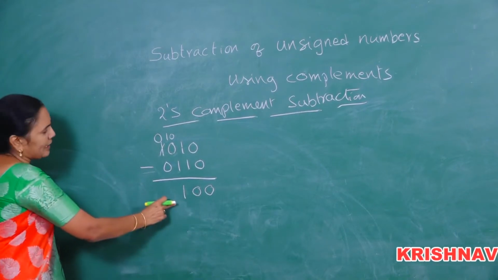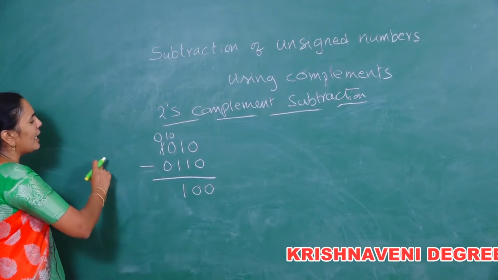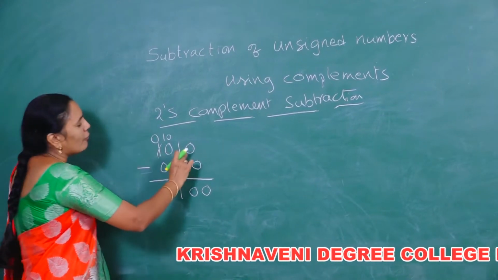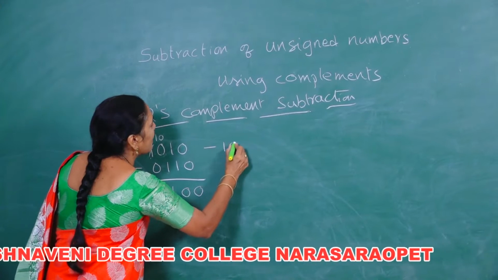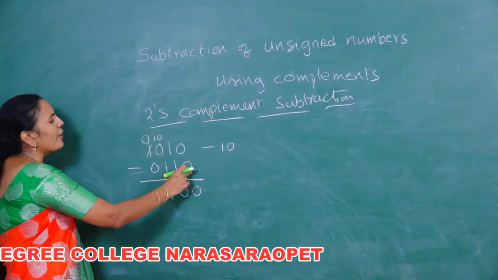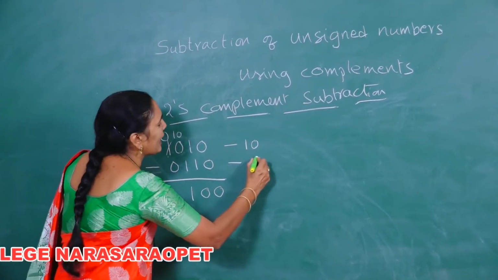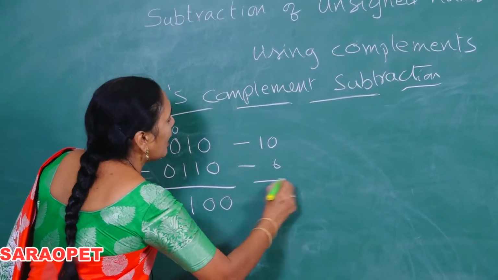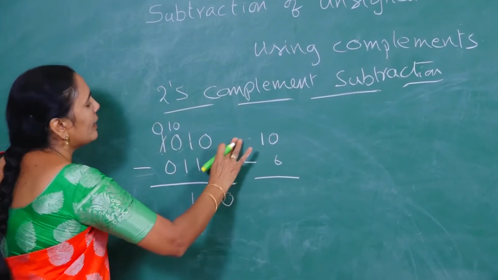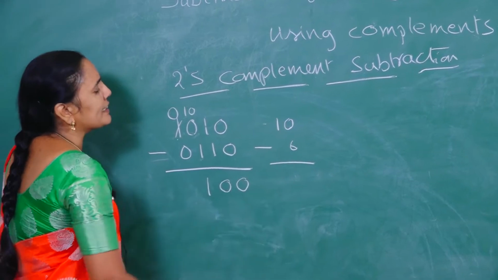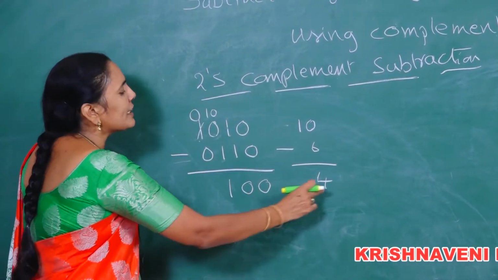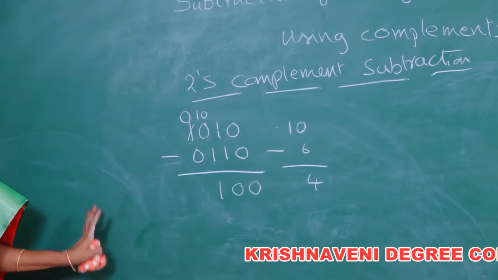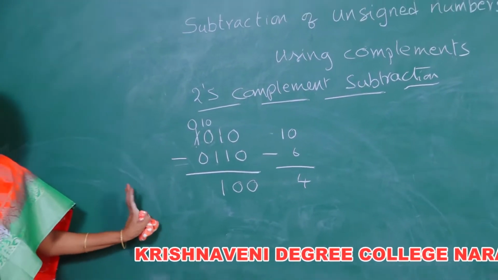So, in order to check whether the answer is correct or not, 1010 in the decimal notation is 10, 0110 in the decimal notation is 6. When I subtract 10 minus 6, that is 4. 100 is the binary equivalent of 4. The process that we have done is correct.